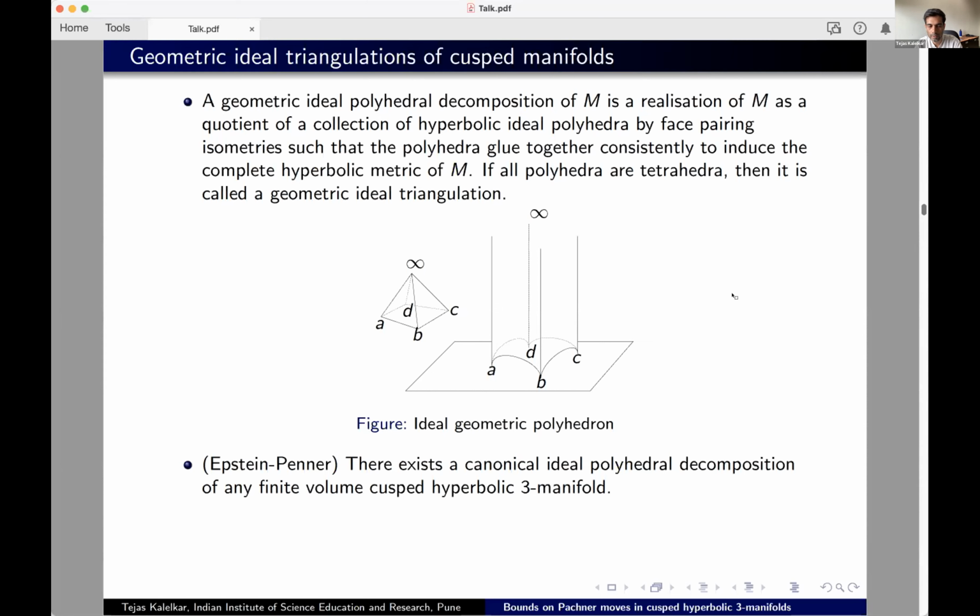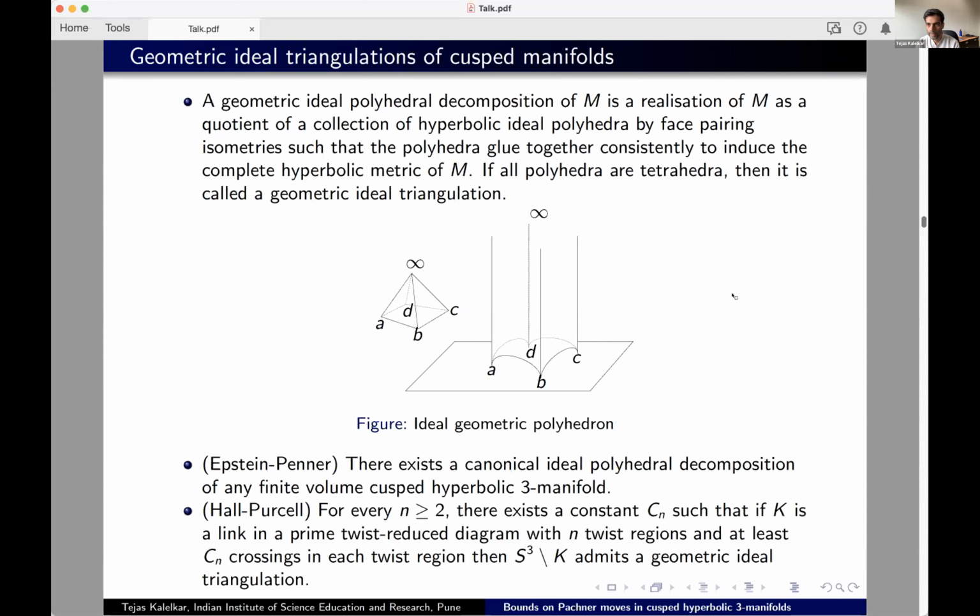So this is the most successful or practical way of coming up with an algorithm for recognition of hyperbolic knots. But as I said, the problem is that there is no runtime bound for it because it's not guaranteed to succeed as of now. And it is expected that all knots do have geometric ideal triangulations. The best result in this direction is by Hall and Purcell, which says that for every n greater than or equal to 2, there exists some constant c dependent only on n, such that if K is a link in a prime twist-reduced diagram with n twist regions and at least c_n crossings in each twist region, then the complement admits a geometric ideal triangulation. It's also proved that any hyperbolic knot has a finite cover which has a geometric ideal triangulation.